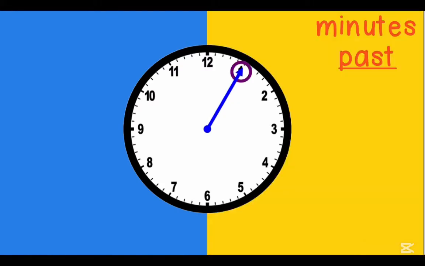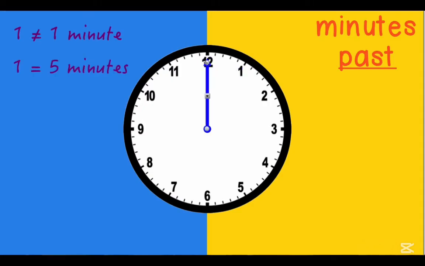When our long hand, or our minute hand, is pointing to the 1, it's not actually representing 1 minute past an hour. This one actually represents 5 minutes because from our 12 to our 1, we have ticked past 1, 2, 3, 4, 5 minutes. And it's past because we're on our past side of the clock. So when the minute hand is pointing to the 12, no minutes have passed the hour.